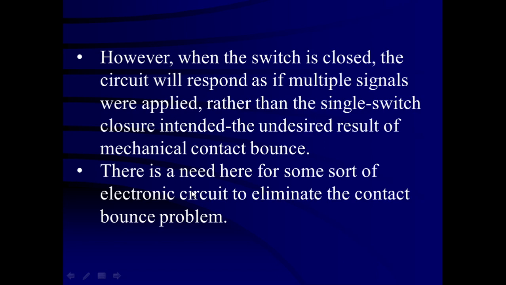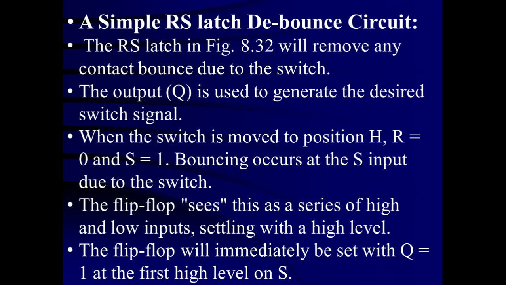So somehow we have to remove these bounces which occur in the waveform at the output, at point A, and that kind of circuit is called a debounce circuit. One debounce circuit can be built using the basic RS flip-flop, or an RS latch. A simple RS latch debounce circuit: the RS latch in figure 8.32 will remove any contact bounce due to the switch. The output Q is used to generate the desired switch signal.